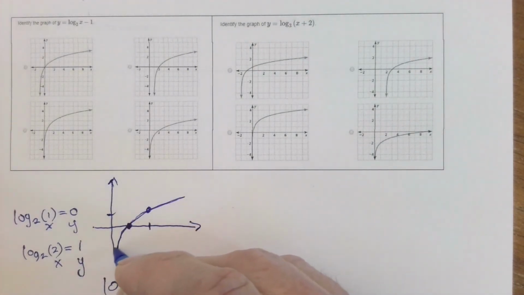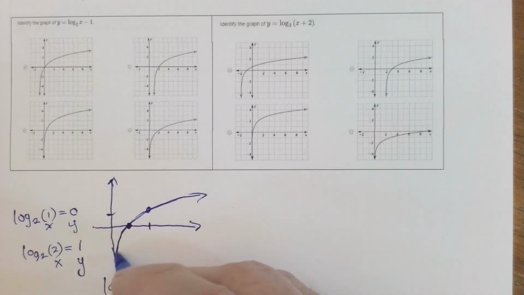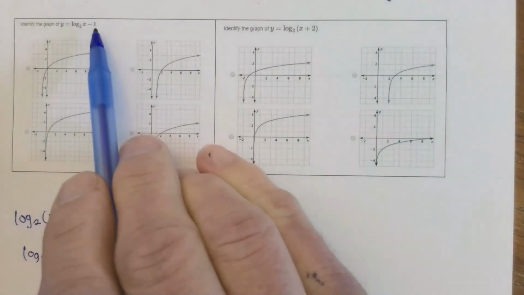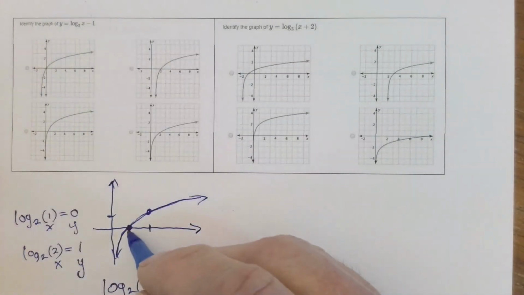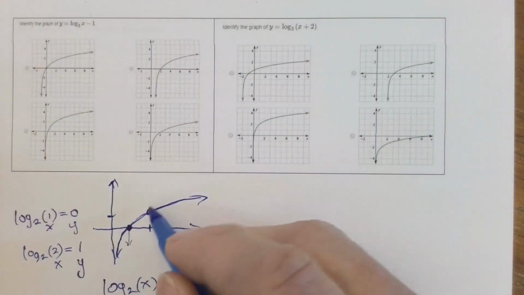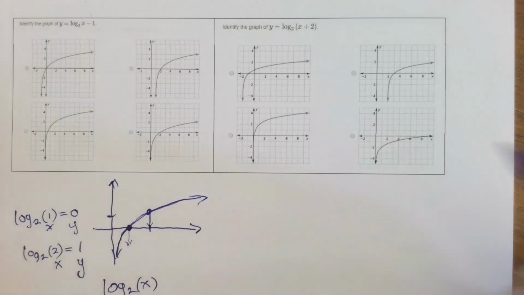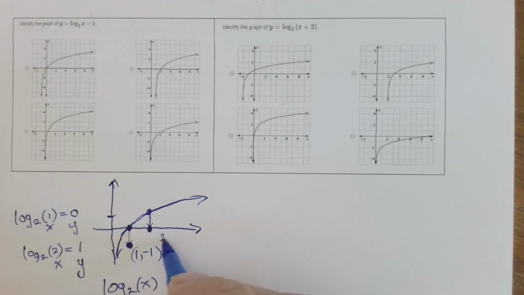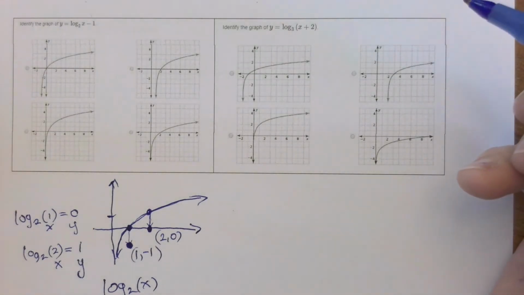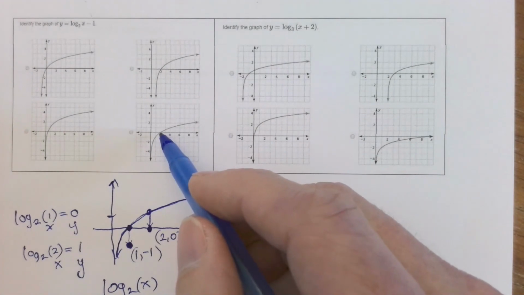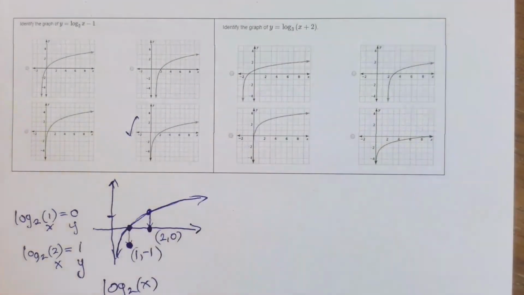Well, we just got through talking about what's going to happen to this log if we subtract 1 from it as a very last move. This point should go down 1 unit, and this point should go down 1 unit. So now what do we have? This point is now 1, -1, and this point is now 2, 0. So here's 2, 0. Here's 1, -1. I would pick this one.